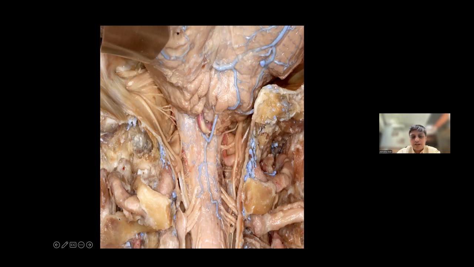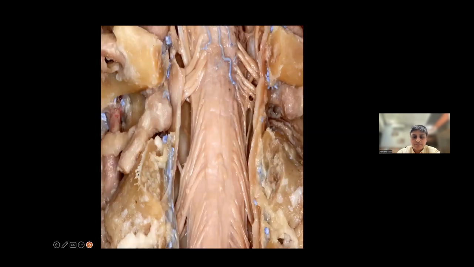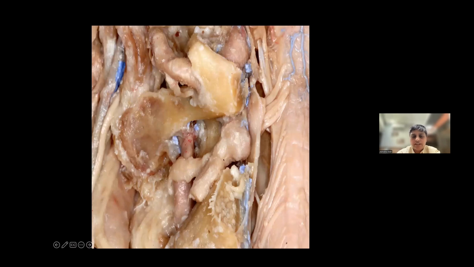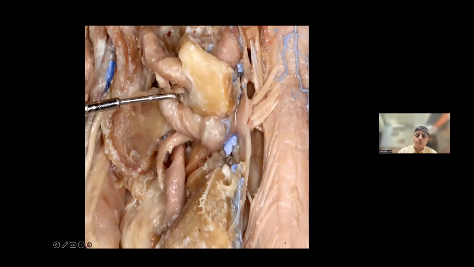Again, you see the vertebral artery as it is entering medially. Now you see the rootlets of the C2 ganglion, and they're coming out into this huge C2 ganglion, which is lying just in front of the atlantoaxial joint. Again, now just elevating the C2 ganglion will give you access to the atlantoaxial joint. So there are important things here.